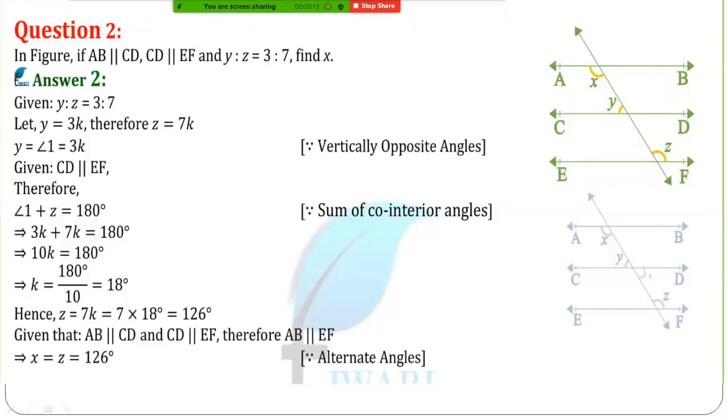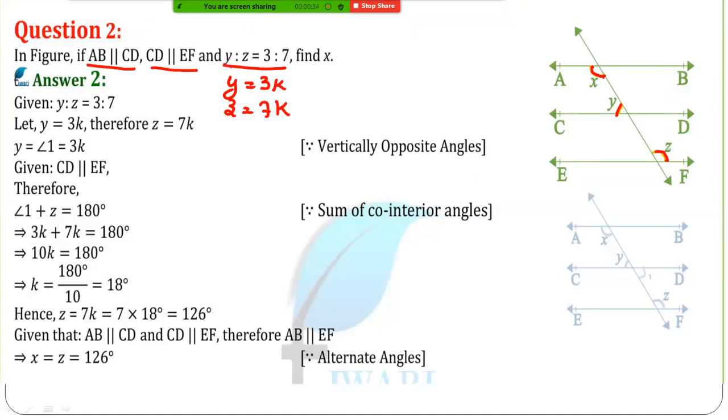So our next question is question number 2. In the figure, AB is parallel to CD and CD is parallel to EF. Y ratio Z is 3:7. Suppose Y is equal to 3K and Z is 7K. So this is your X angle, this is your Y angle, this is your Z angle.